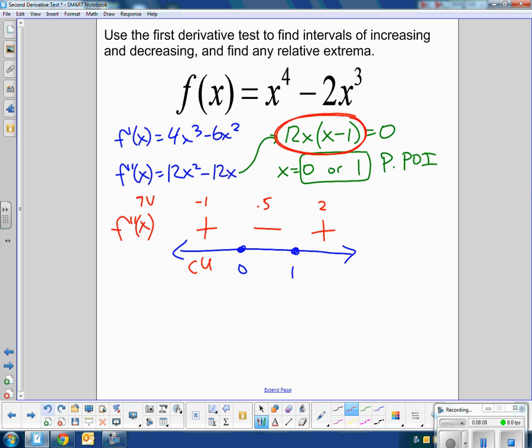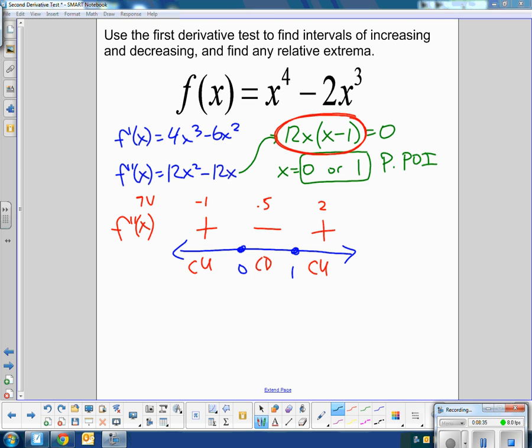So when my second derivative is positive, that means concave up. When my second derivative is negative, that means concave down. And when my second derivative is positive, that means, again, concave up. So if I were to ask for the intervals of concavity, you would be able to describe this as concave up from negative infinity to 0, concave down from 0 to 1, and concave up from 1 to infinity.